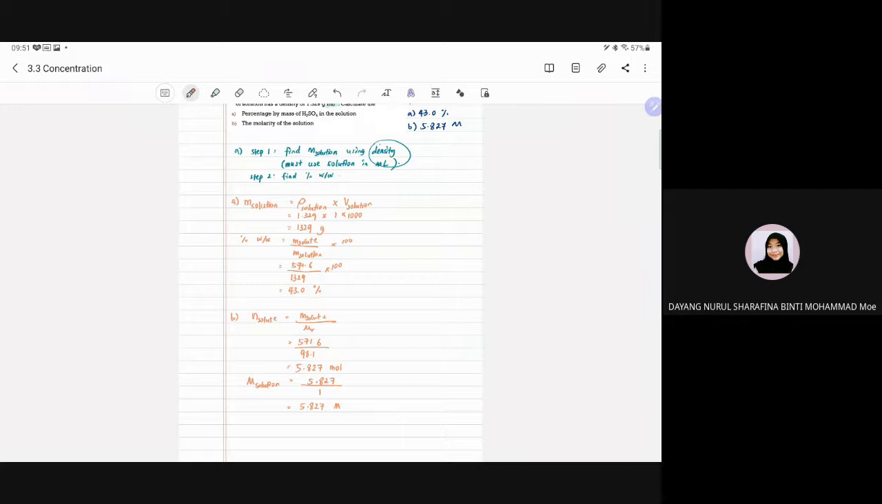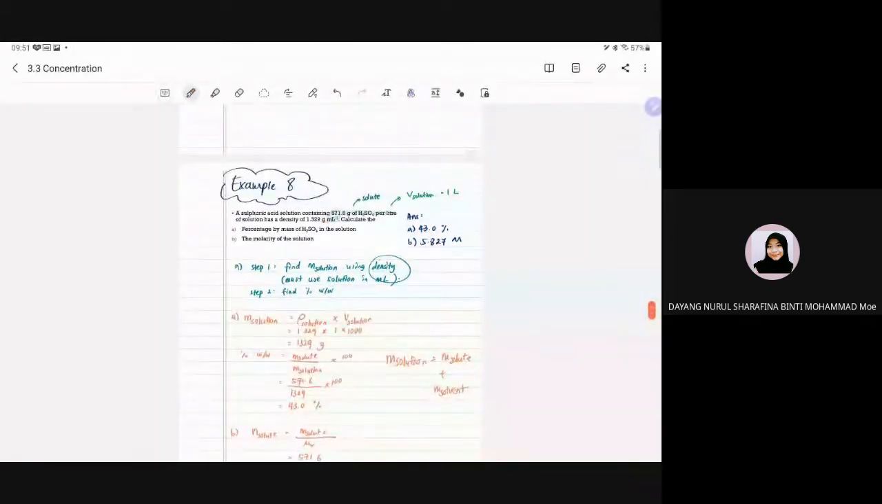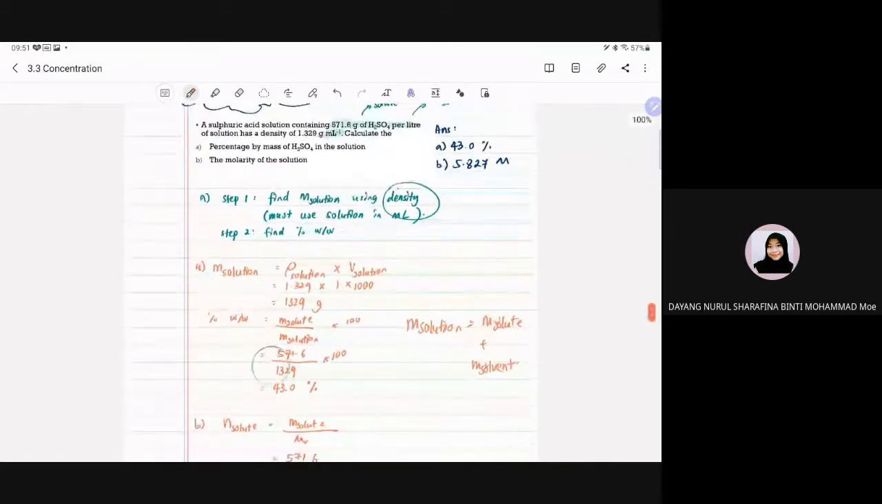Kita tak perlu tambah dengan mass of sulfuric acid. Tak perlu sebab 1329 adalah mass of solution. Mass of solution bersamaan dengan mass of solute tambah mass of solvent. Ini adalah solute. Solute adalah 571.6. Solvent adalah mass of water. Ini tambah ini dapatlah mass yang 1329. That is the mass of solution.